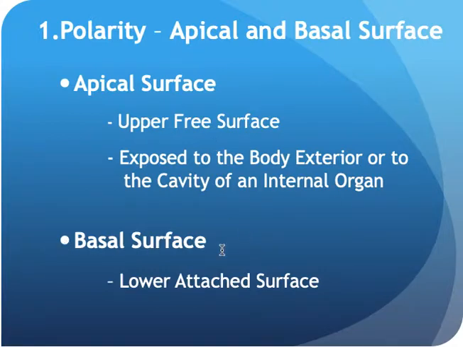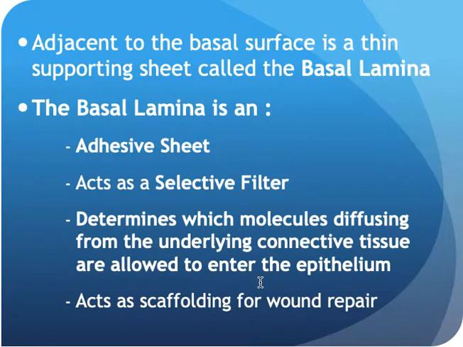The basal surface is going to be our lower attached surface, and again we'll see a picture in a second. Adjacent to the basal surface is a thin supporting sheet called the basal lamina, and my basal lamina is going to be this adhesive sheet. It's going to also act as a selective filter, and this is the important part, is that it's going to determine which molecules diffusing from the underlying connective tissue, because we're going to talk about where the tissues get their nutrients from, are allowed to enter the epithelium, and it's going to also act as a scaffolding for wound repair.